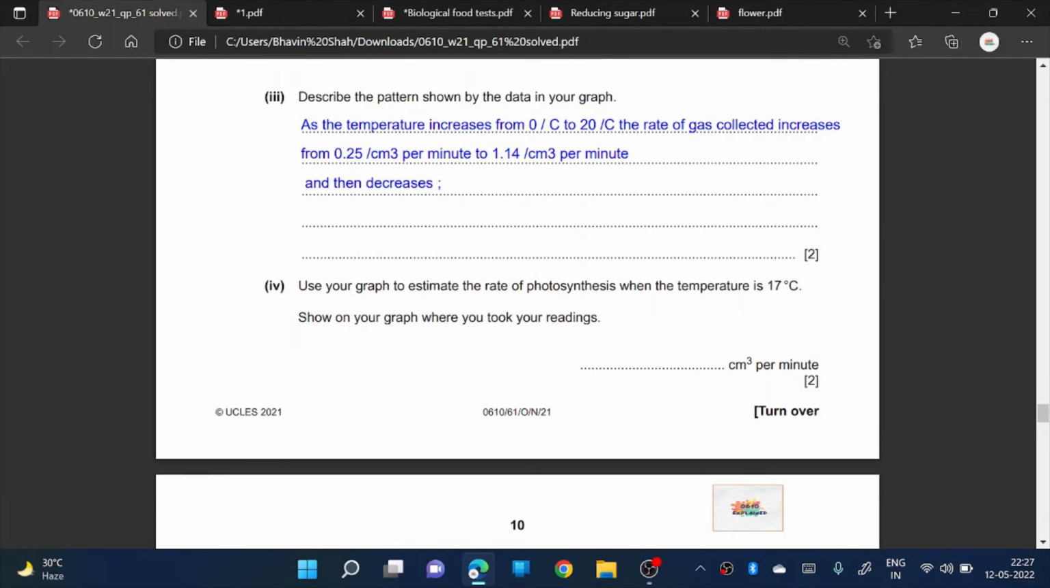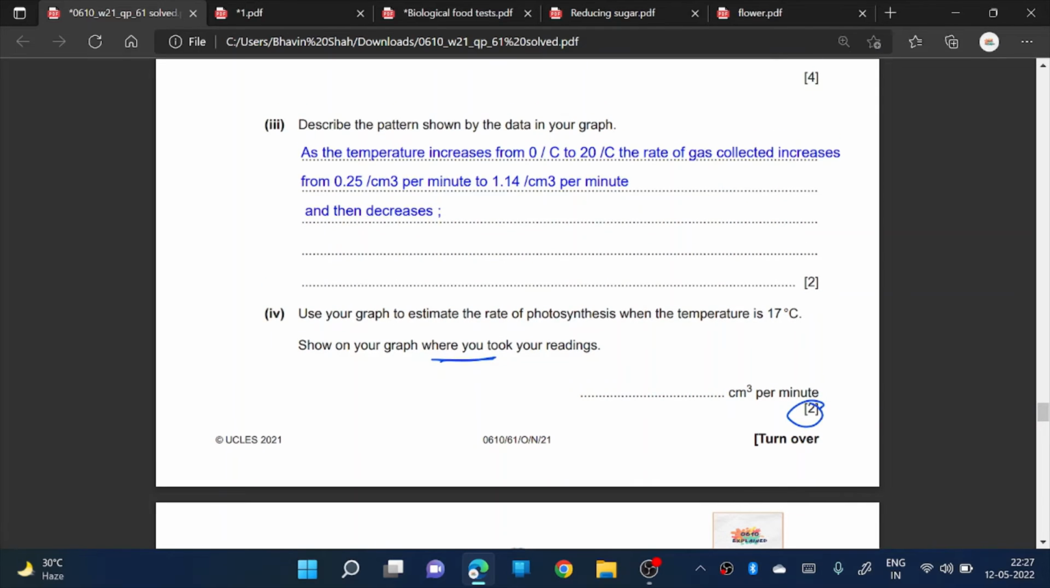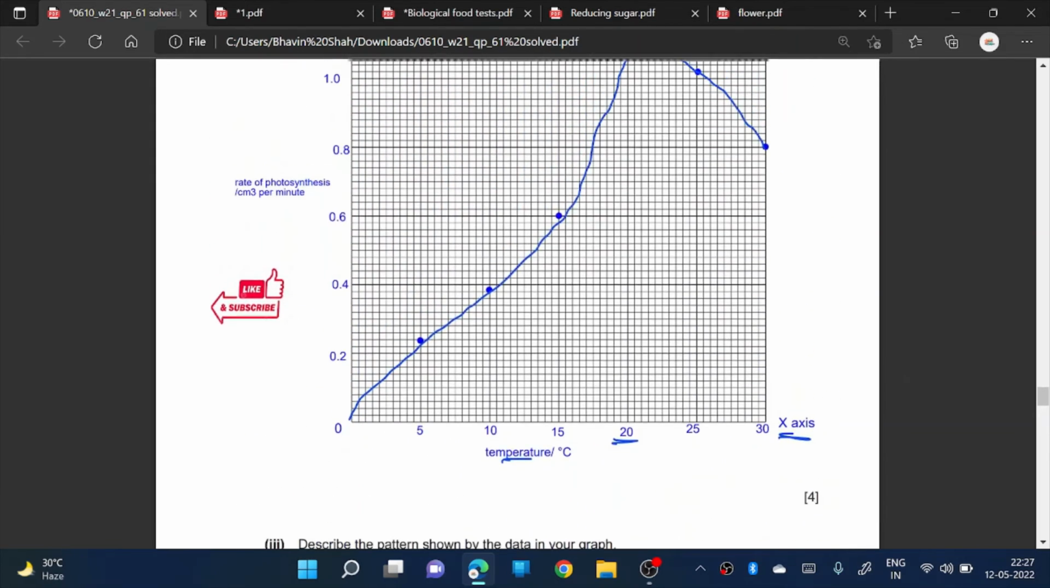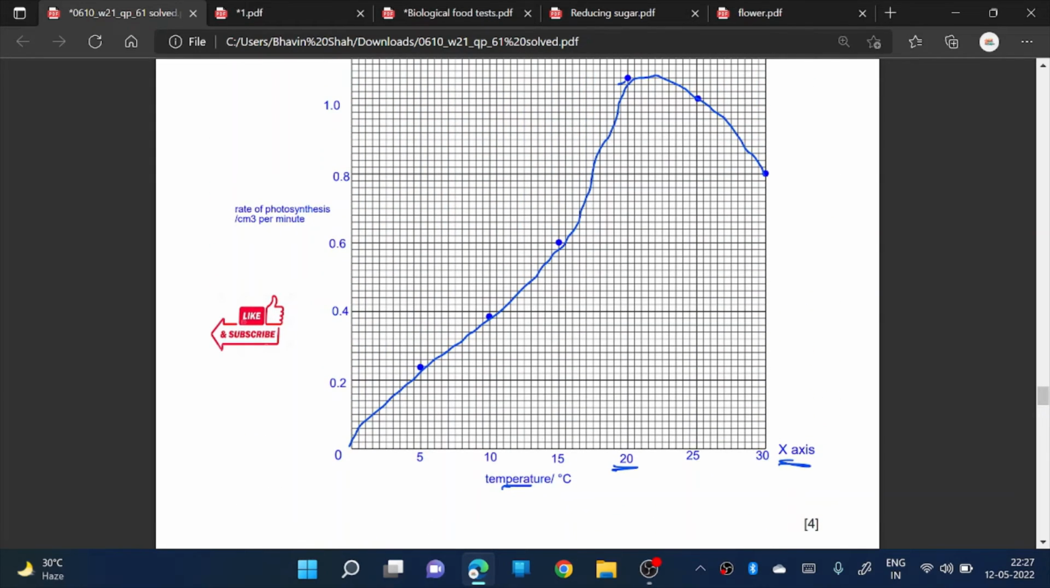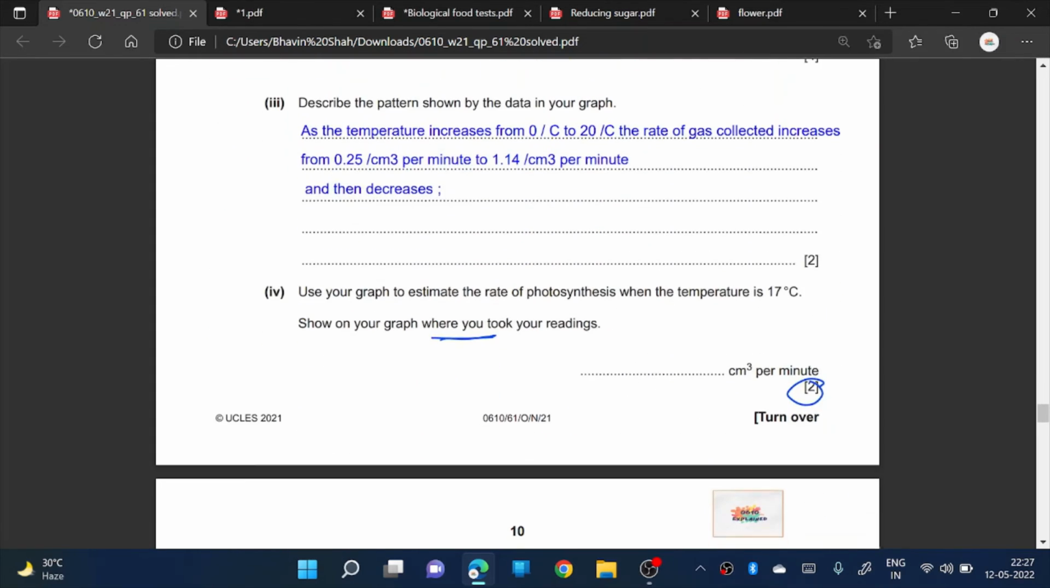Use the graph to estimate the rate of photosynthesis when the temperature is 17 degrees Celsius. Show on your graph where you took your reading. When they are mentioning things like this, it's a 2 marks question. 1 mark will be allocated for the marking on the graph and 1 mark for writing in this dotted line. So 17 degrees Celsius would be somewhere here. If I take this line forward, and wherever it is meeting this graph, and I'm going to move this line here like this, so it is going to be somewhere around 0.9.